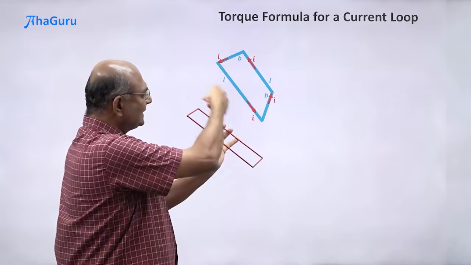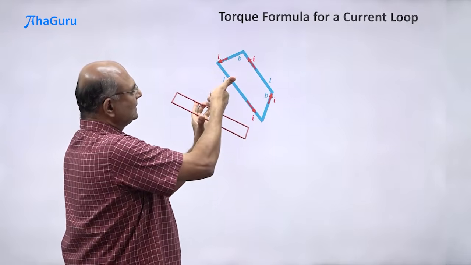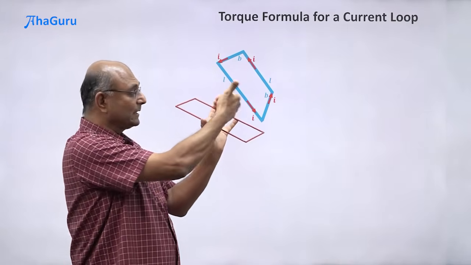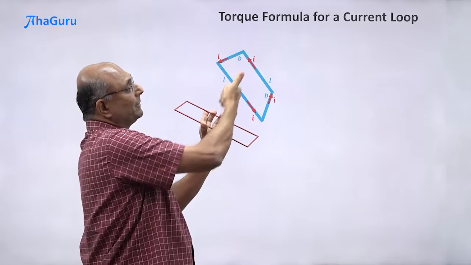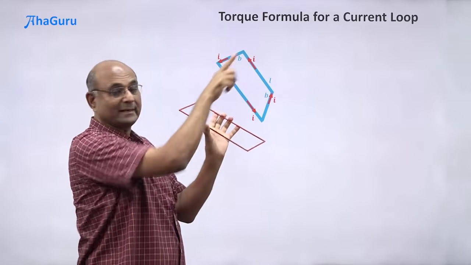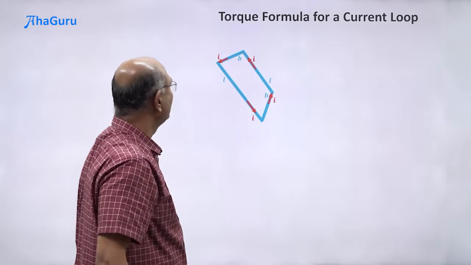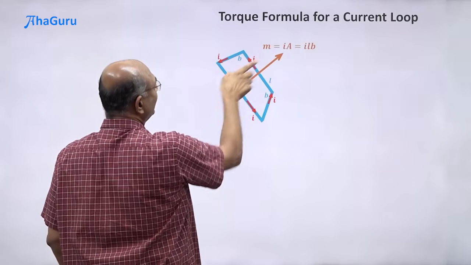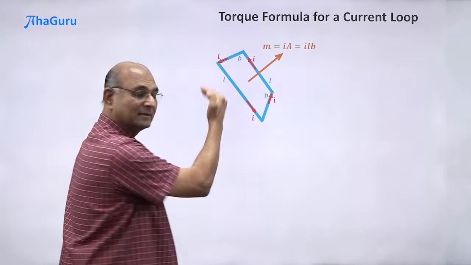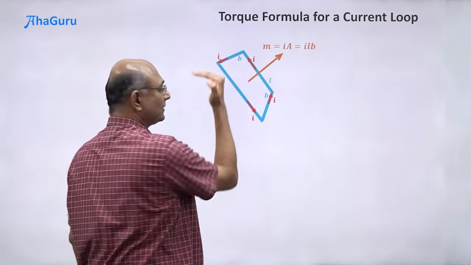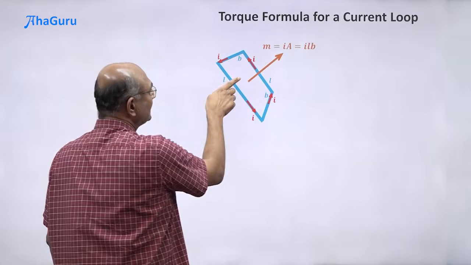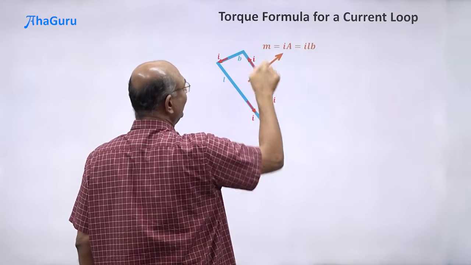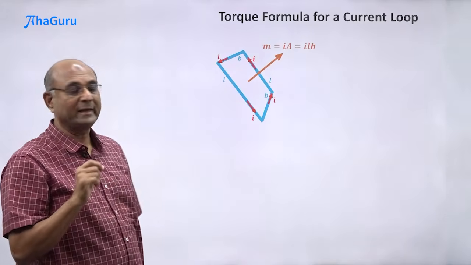Anyway, now if I say the current is flowing like this, then you know, using the right hand thumb rule, that the magnetic moment must be pointing like that. Okay, so let us go and do that. The magnetic moment is of course perpendicular to this loop, right? Perpendicular to the loop surface. The magnetic moment is going to be like that, I into A, so I into area which is L into B.